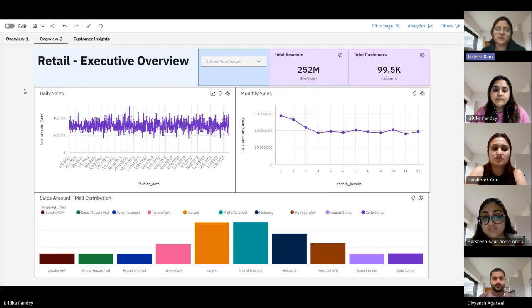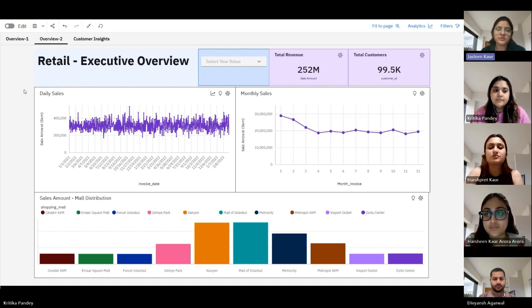Now let's look at the visuals. First up, we have the daily sales line chart. This chart shows day to day fluctuations in sales, helping us identify peak sales periods, for instance, during promotions or weekends. Next up, there is the monthly sales line chart. Here we track the total sales by month. A visible drop during the second quarter, that is from April to June, signals a seasonal slowdown, possibly post holiday or due to inventory cycles.